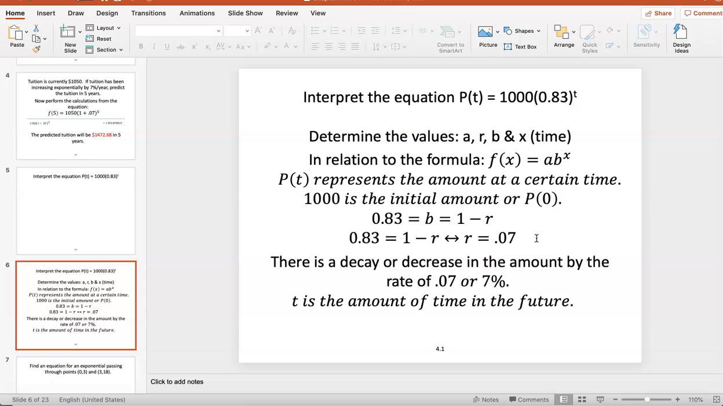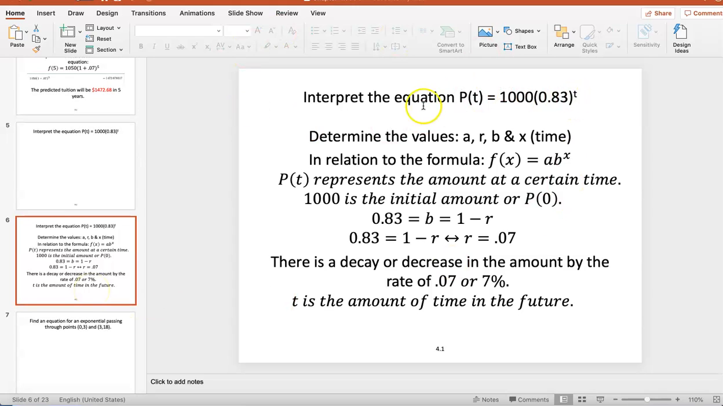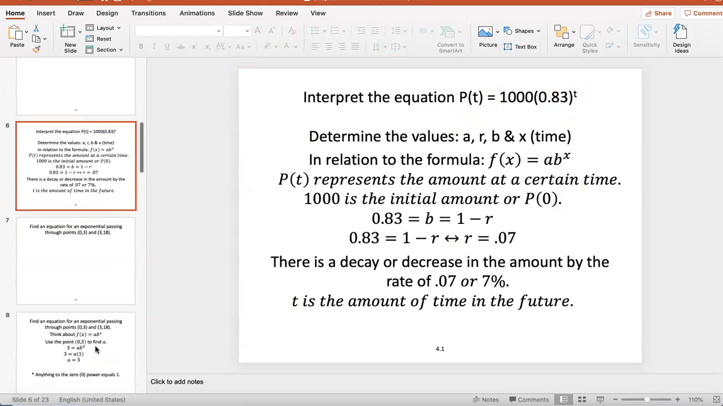But what's happening? You're having a decrease here. Because b is less than 1, it means it's going to decrease. And it's decreasing at a rate of 7%. And that's the explanation behind this expression. And that's what they wanted you to do.